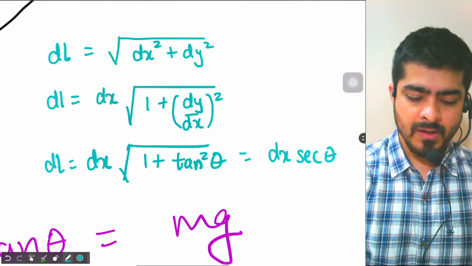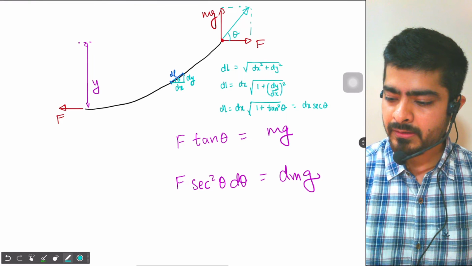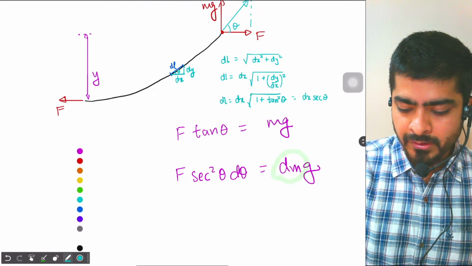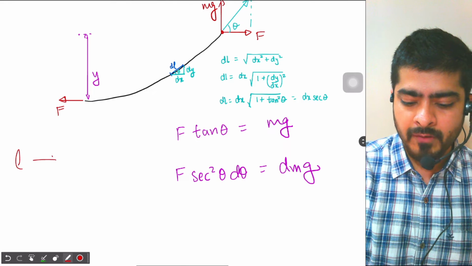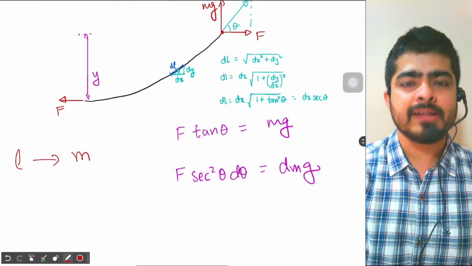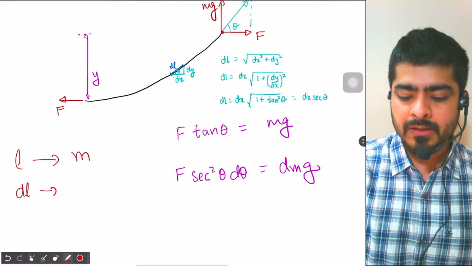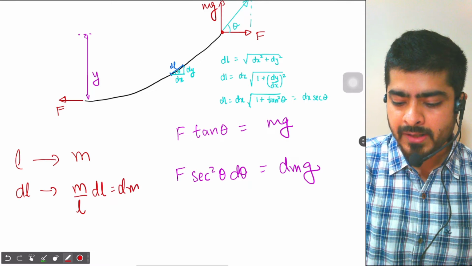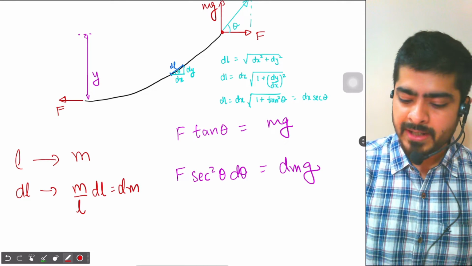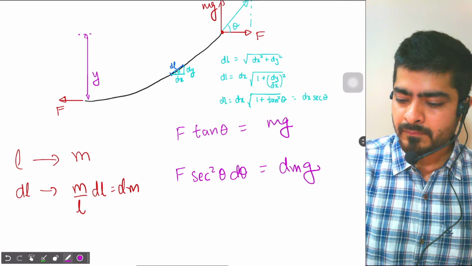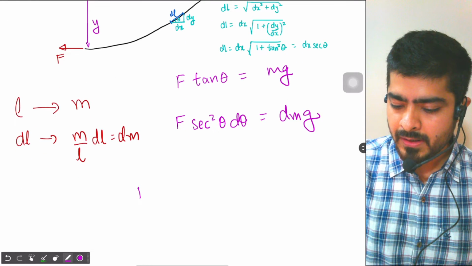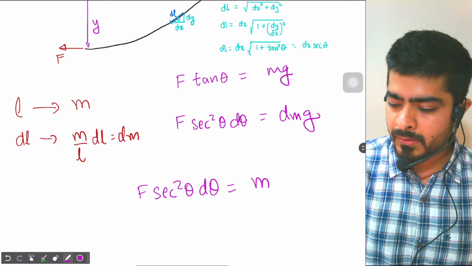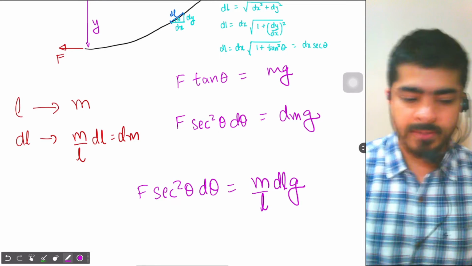Okay, so now I can relate this dm with dl. For the total length l of the wire, mass of the wire is m. So for dl length, mass should be how much? M by l times dl. This will be your mass dm. Okay, so that's what I will put in my formula. F sec square theta d theta is equal to m by l dl multiplied by g.